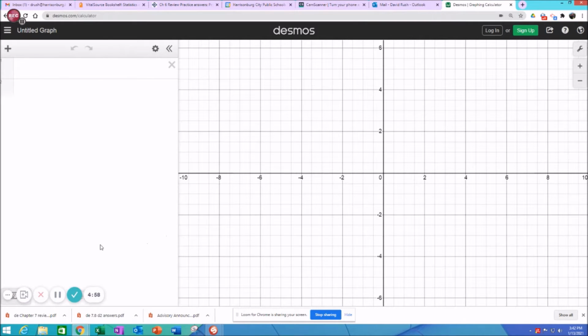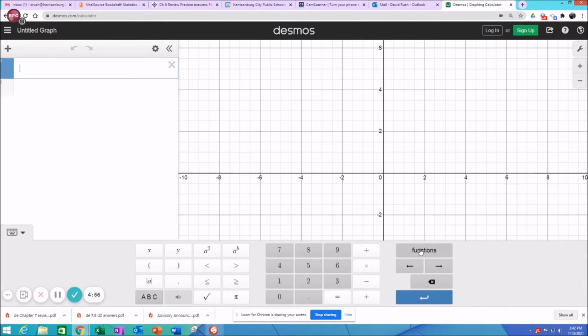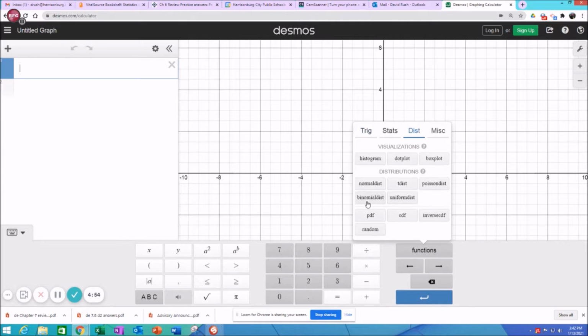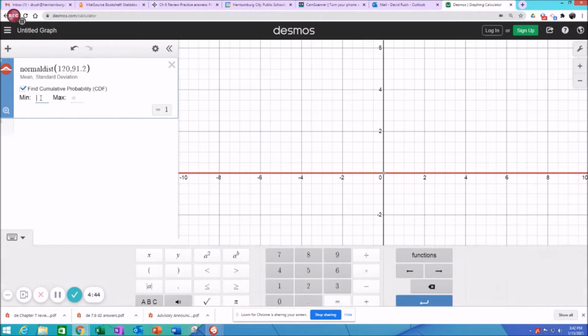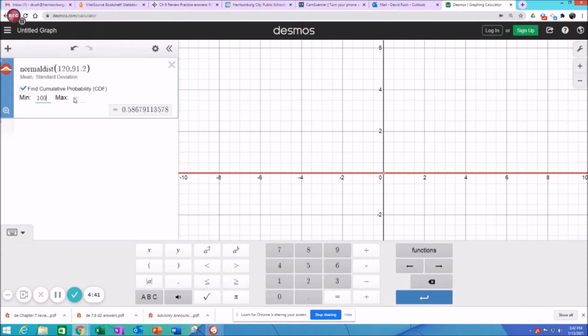Okay, so we had said it's approximately normal, so we can go to the distribution and go to the normal. We said our mean was 120, and our standard deviation was 91.2. We want to find it in between 100 and 110, which would be about 4%.